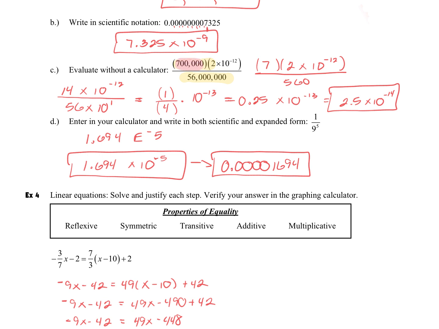So I have 5 zeros here, and I can get rid of 5 zeros here. And when I do that, that leaves me with the 560 and the 7. That's where those came from.